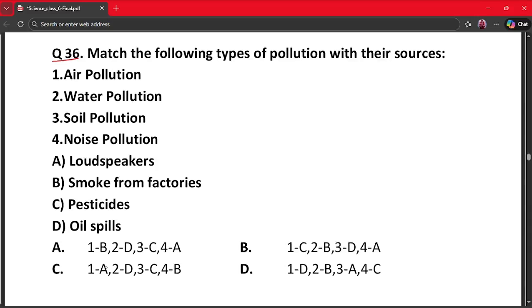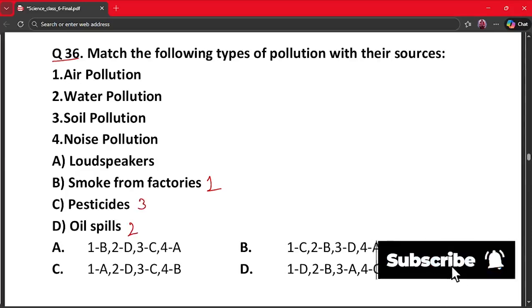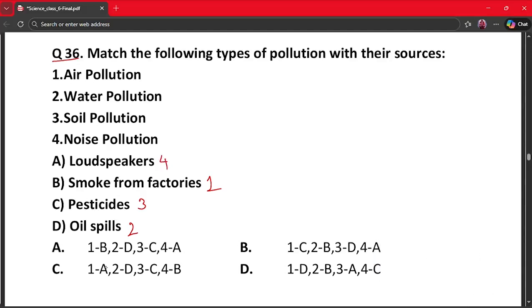So, factories cause air pollution. So, smoke from factories to air pollution, and oil spills cause water pollution. So, water pollution to oil spills, and pesticides cause soil pollution. So pesticides to soil pollution, and loudspeakers cause noise pollution. So loudspeakers to this one. So this matches the correct answer, option A. 1 to B, 2 to D, 3 to C, and 4 to A.